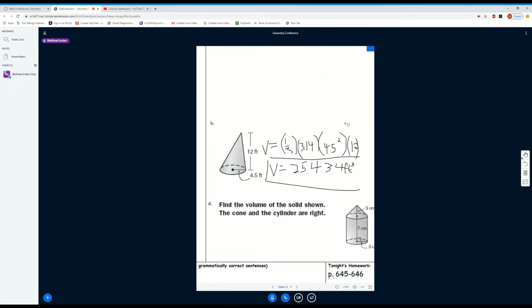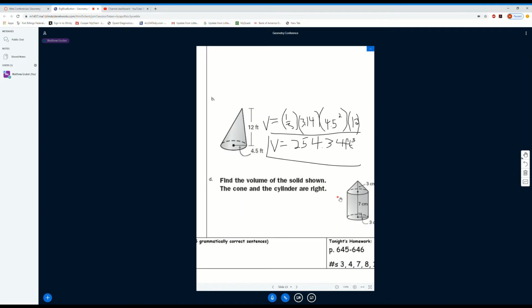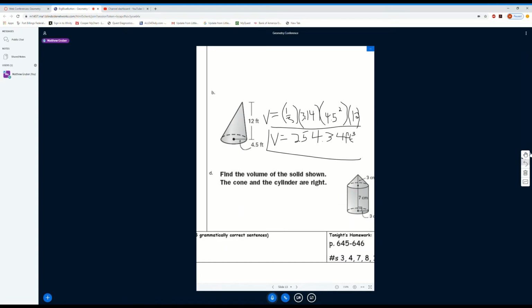Find the volume of the solid shown. Okay, well, this is a composite solid. So we know to find the volume of the whole thing, I just need to add together the volume of that cylinder. Let me draw a little cylinder there. That's beautiful. Plus the volume of the cone. I need to add those two volumes together, right?